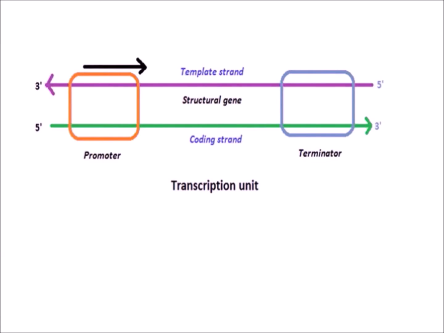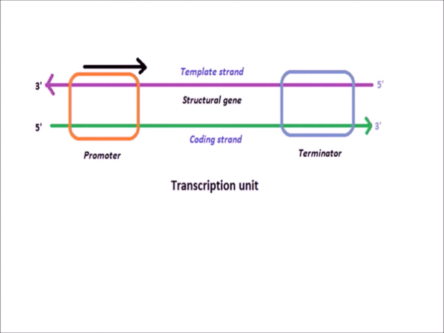Examine the structure of a transcription unit. The reference is made with respect to the polarity of the coding strand. The promoter is located towards the 5' end of the structural gene, and the presence of a promoter in a transcription unit also defines the template and coding strand. By switching its position with the terminator, the definition of coding and template strand could be reversed.